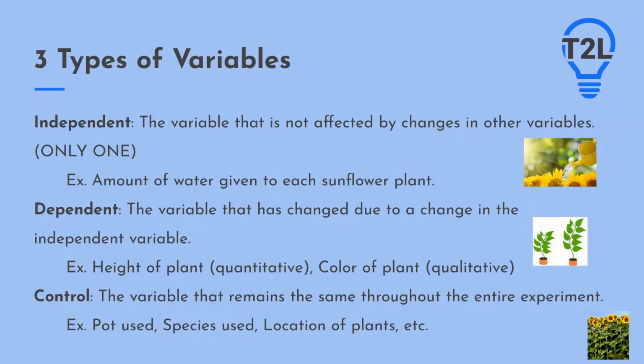Awesome. And the final type of variable, which is especially important in setting up an experiment, are the controls. These are the variables that remain the same throughout the entire experiment. Going back to our potted plant experiment, control variables would be the same type of pot used, the same species of plant used, and the same location the plants were in in comparison to sun and things.